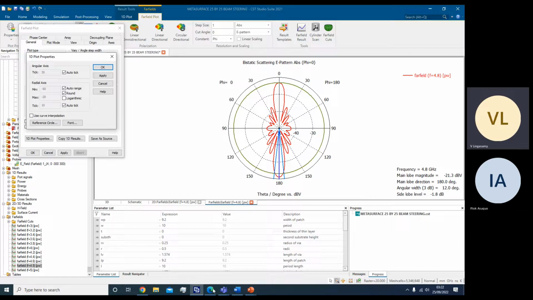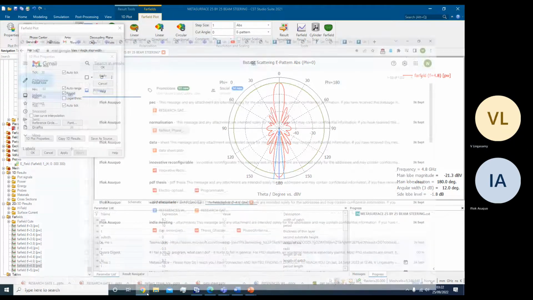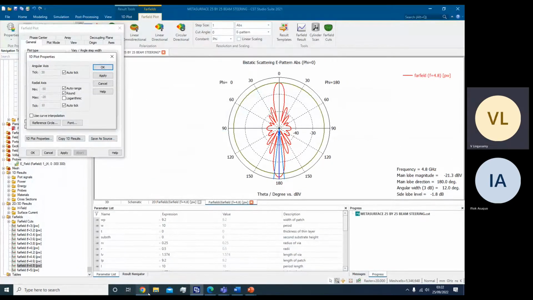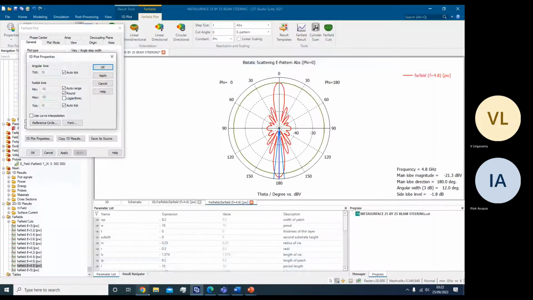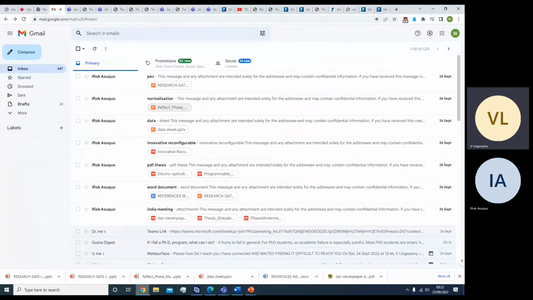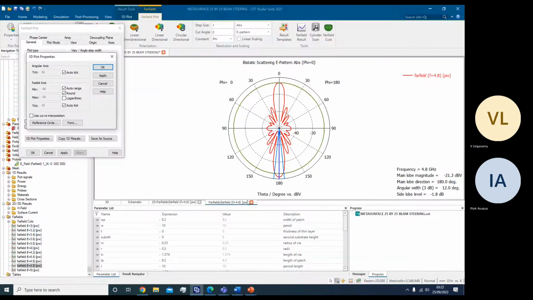So I want radial axis, angular axis given. Okay. Go to rectangular plot. Okay. I think this is the problem I'm having now. No, no, can you go back now? Wait, wait. The structure. See this structure, no? You can go to reference circle. Can you go to reference circle? Reference circle, where is it?